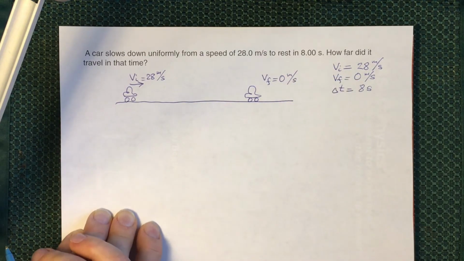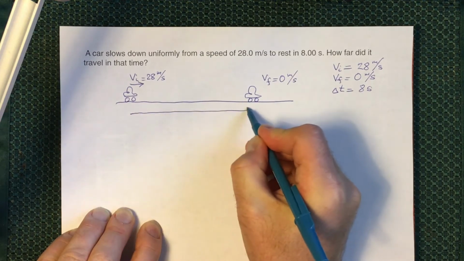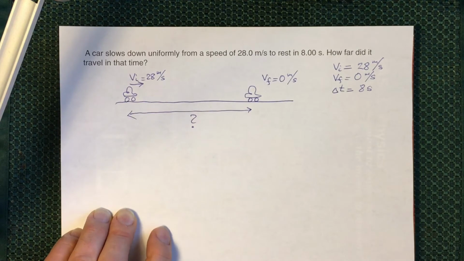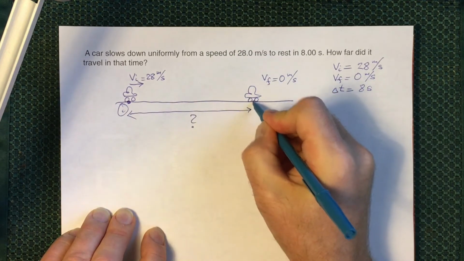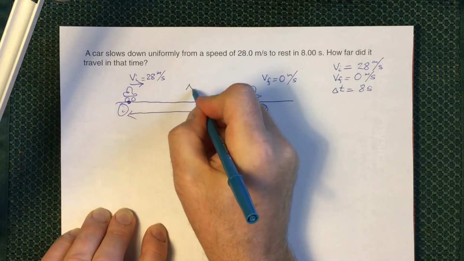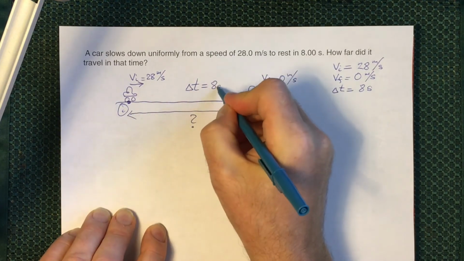Now, what do I have to find? I have to find the distance between the initial position of the car and the final position of the car. So basically this length I have to find. I put here a question mark. This is my initial point. This is my final point. Now, in addition to that, I have the time to pass this distance, which is 8 seconds.